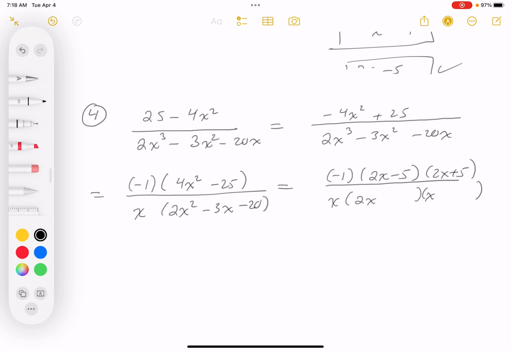What am I looking for, to get a product of 20? I can say 4 and 5. And let's see, minus, plus. Let's see if that's true. You do get 2x squared, minus 8 plus 5 is minus 3. Yeah, it works out beautifully.